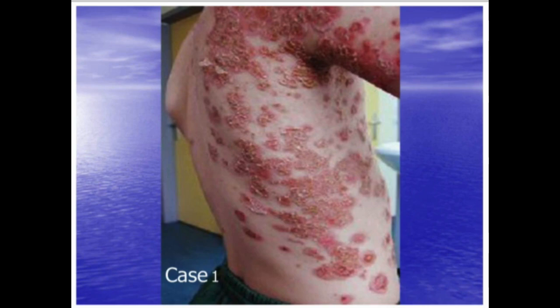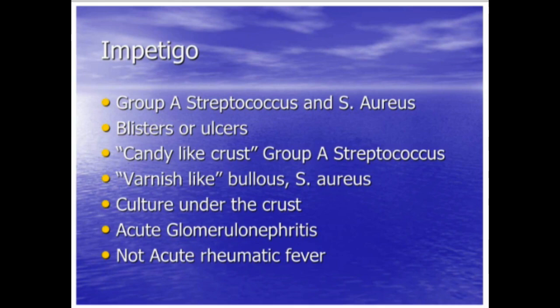So again, impetigo is classically caused by group A streptococcus. Staph aureus can be involved. When the Staph aureus is the cause, you can see blisters, and ulcers with crusted lesion is more likely due to group A streptococcal, candy-like crust, varnish-like. And if you wanna be sure what's the etiology, you can get cultures under the crust. Sometimes it has been associated with post-infectious glomerulonephritis, but not with rheumatic fever.